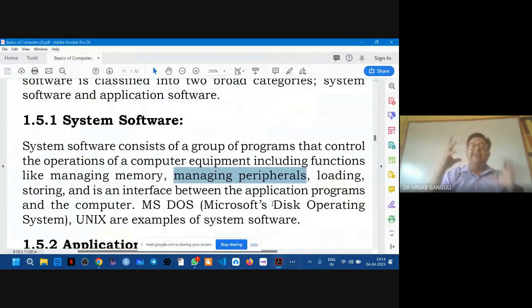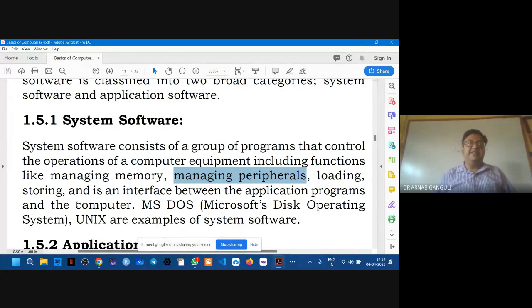Managing peripherals. Peripherals are all your devices, this is a peripheral device. Loading, storing, and it is an interface between the application program and the computer. So application program, like Microsoft Word. And so what is actually system software?